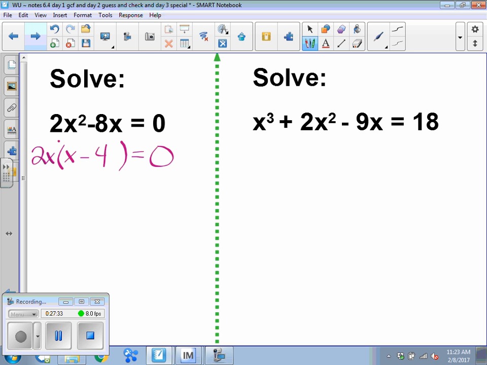Now you're going to take each factor and set it equal to 0. So we have, this could be like that if you wanted. It doesn't have to be, and you're not usually going to see it like that. But your greatest common factor that you take out, it's a factor. It's your greatest common factor. So here's my first factor, 2x equals 0. And my second one, x minus 4 equals 0.